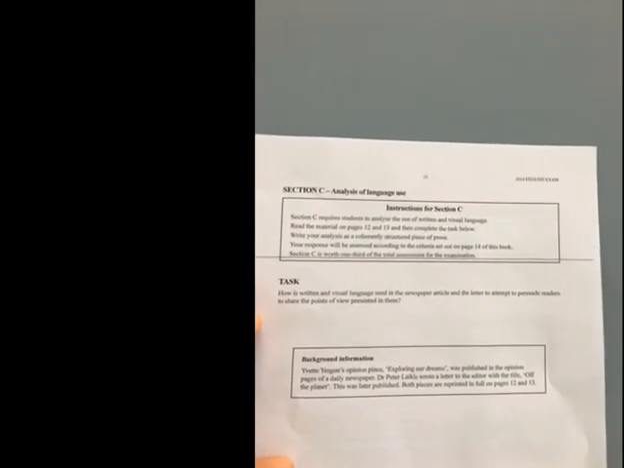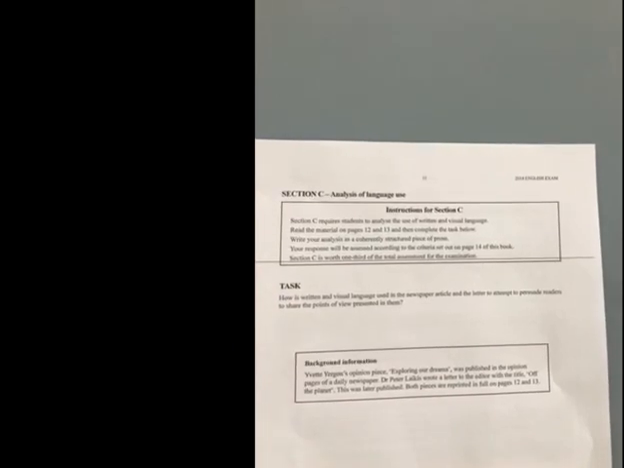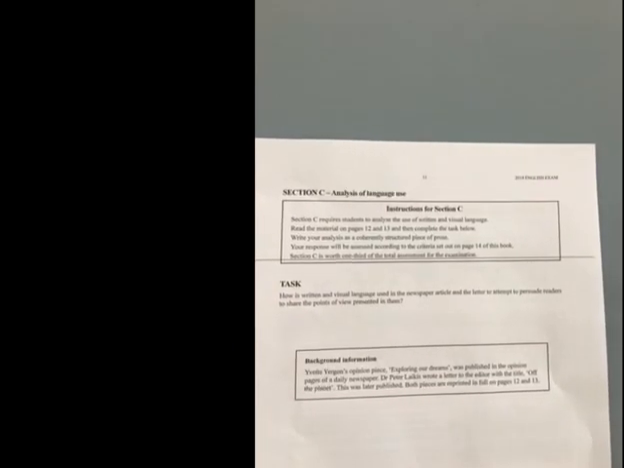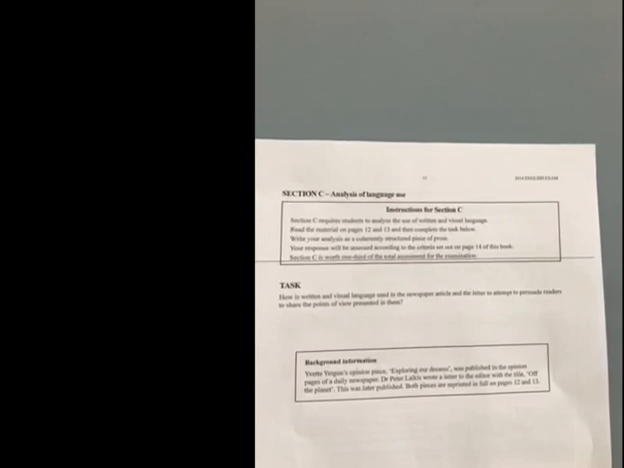How is written and visual language used in the newspaper article and the letter to attempt to persuade readers to share the points of view presented in them? Background information: the article was published in the opinion pages of a daily newspaper. Dr. Peter Lakis wrote a letter to the editor with the title Off the Planet. This was later published. Both pieces are reprinted in full on pages 12 and 13.